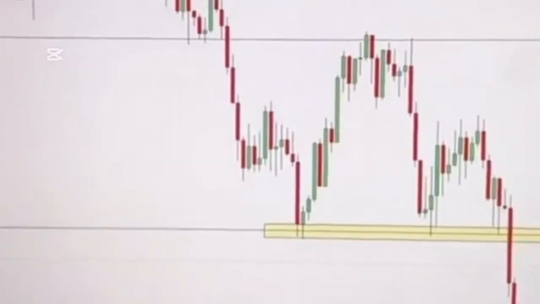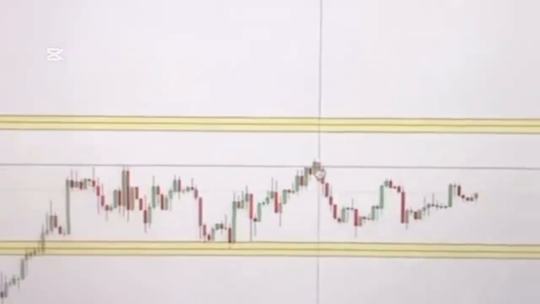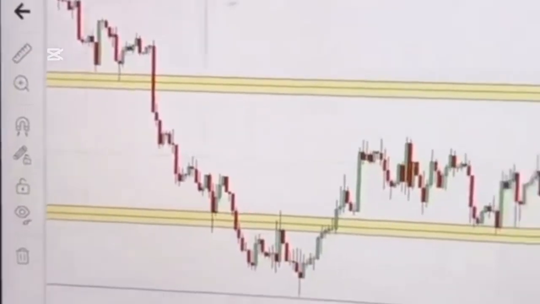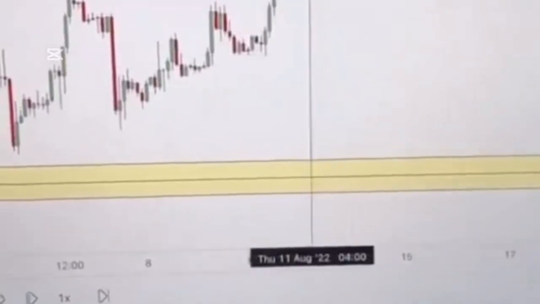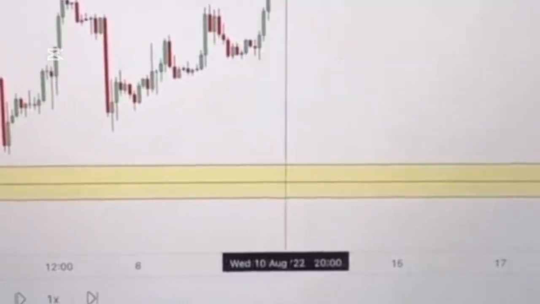Now we go down into the 4-hour time frame and draw the setup we will be waiting for. Once price reaches our area of interest, we go down into the 30-minute time frame and we wait for an entry signal.